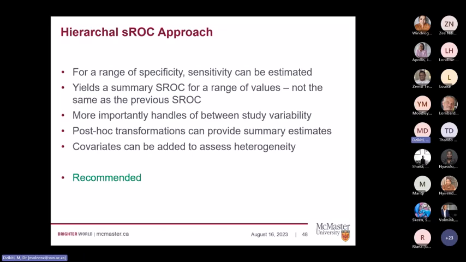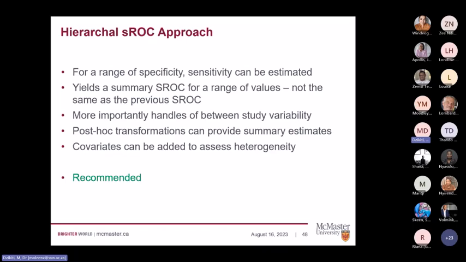Again, for this method in a similar way, you can specify a range of specificities. It also leads to a summary ROC for a range of values. However, just as I mentioned, it is not the same as a summary ROC that you saw previously, because this is technically using more modeling and hierarchical heterogeneity. And more importantly, it handles between study variability.